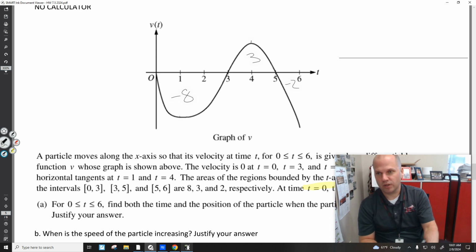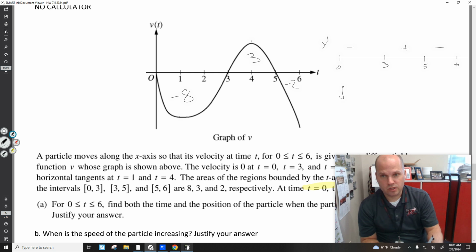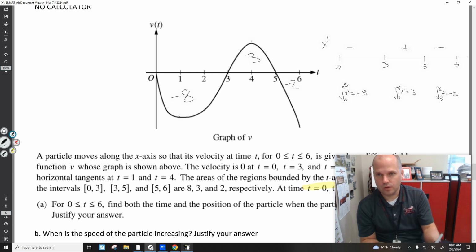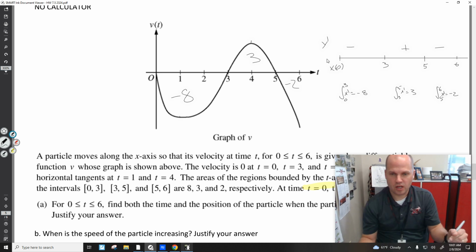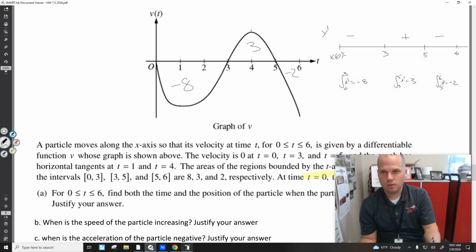Over here I got 0, 3, 5, 6. Unfortunately, I have 2 sign changes. My derivative is negative, then positive, then negative. My accumulations are -8, 3, and -2.